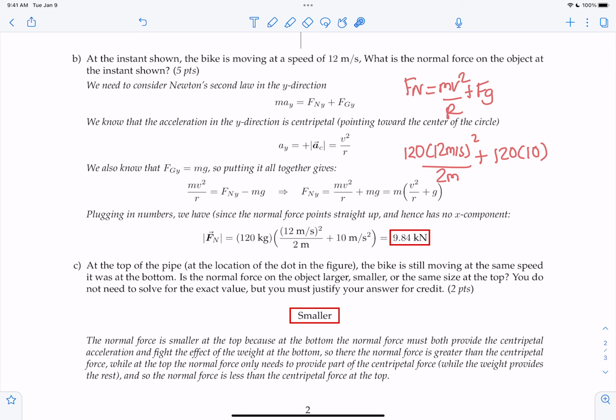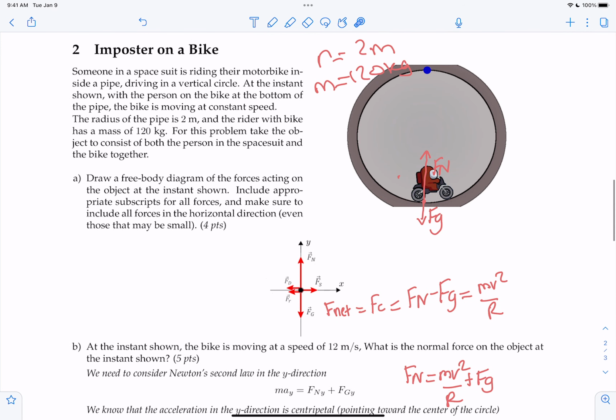So, at the top of the pipe, what's going on? Well, we have Fn directed downwards, and we have Fg directed downwards, right? We already said that earlier. So we have Fc, which is our centripetal force, and that's our net force, equal to negative Fn minus Fg, and then that's equal to m v squared over r, or negative m v squared over r.